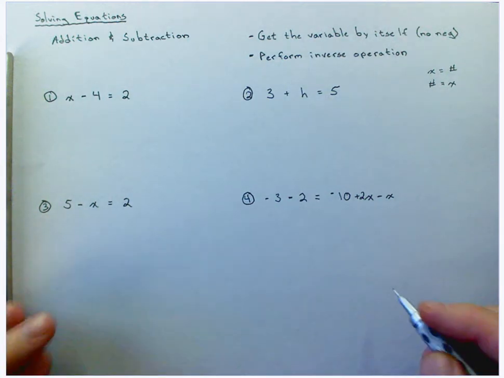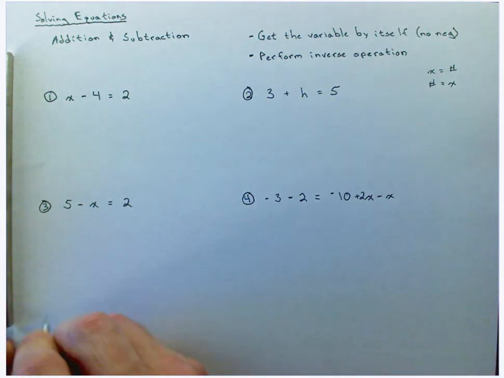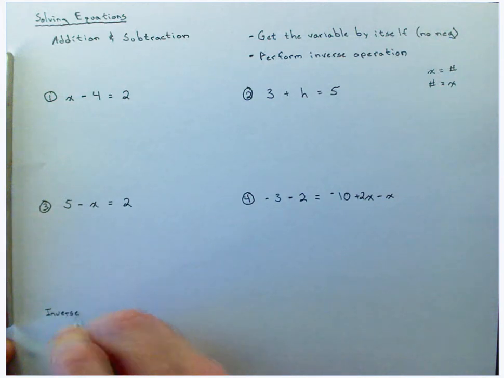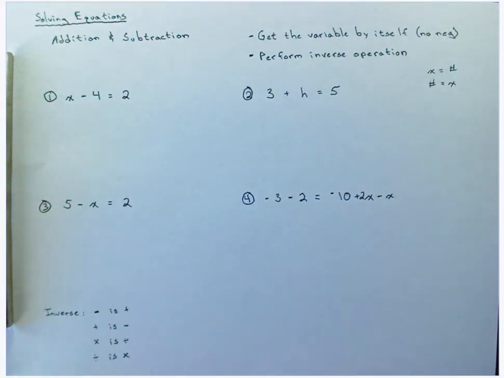Inverse operations. Inverse is like, we can think of it as the opposite. So the inverse of subtraction is addition. The inverse of addition is subtraction. Inverse of multiplication is division. And the inverse of division is multiplication. So that's what I'm looking at.